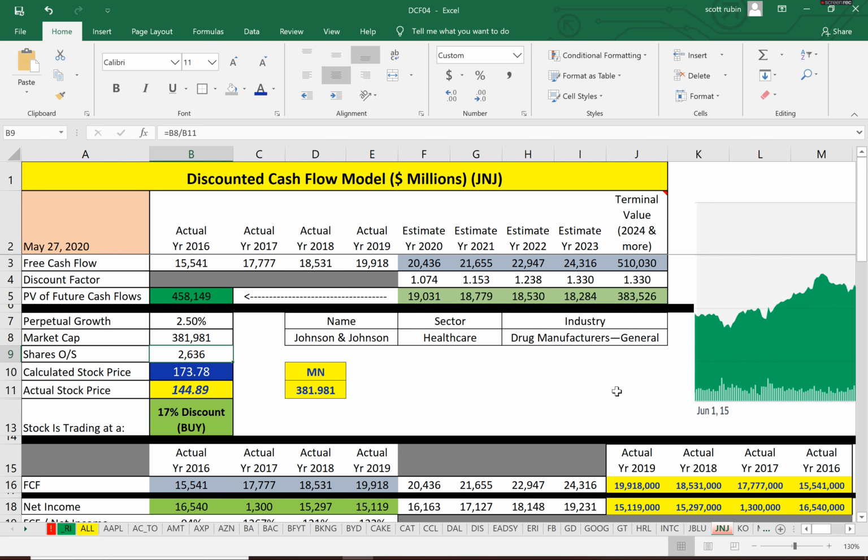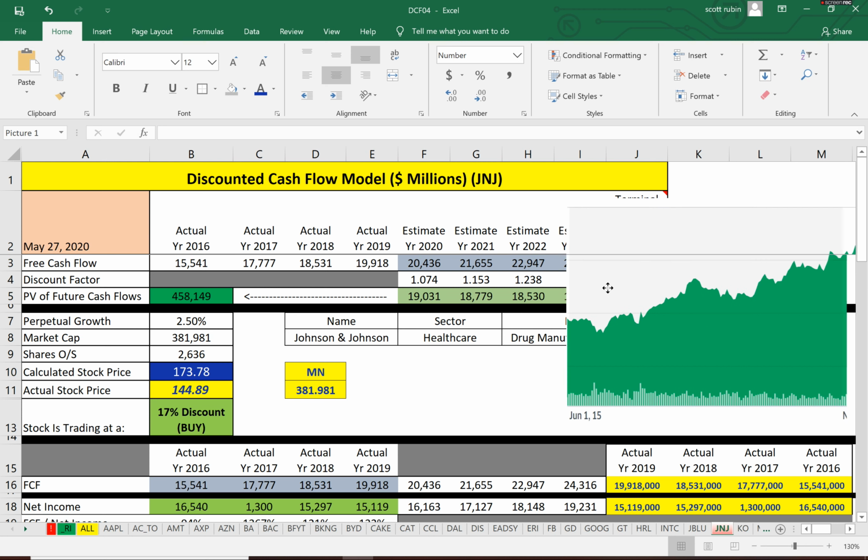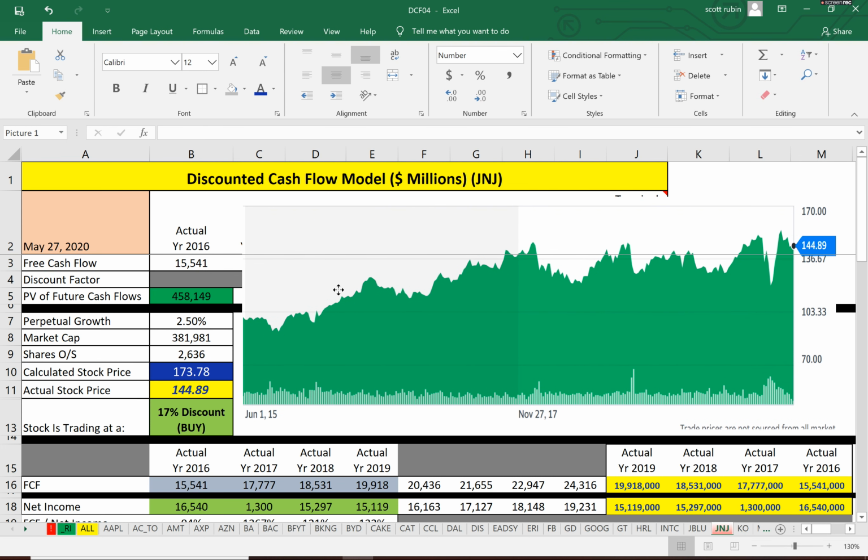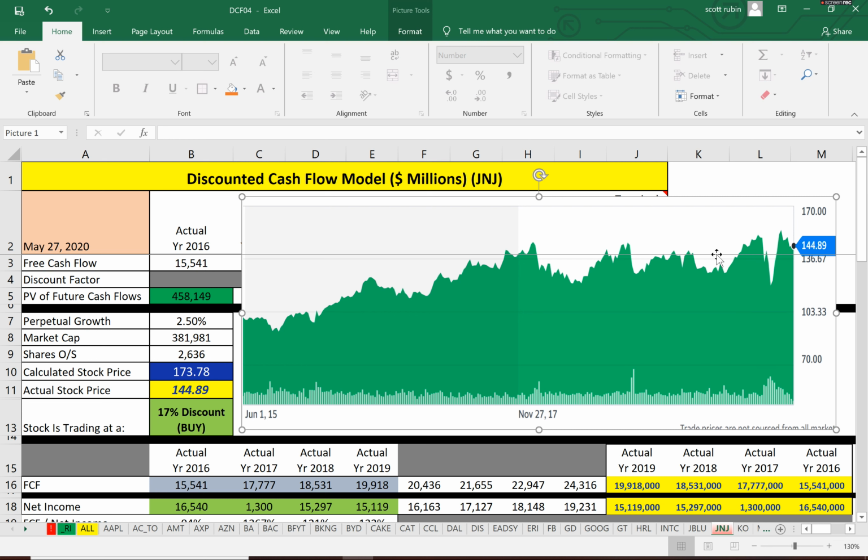And when you divide it by 2.6 billion shares, the intrinsic value of the stock price is $174, which is cheaper than the 145 it's trading out in the market. So it's actually trading at a discount. And you can see Johnson & Johnson has always traded around 140 or even less. I mean, maybe they hit like 150s real recent, but that was the peak. So they've always traded below intrinsic value.